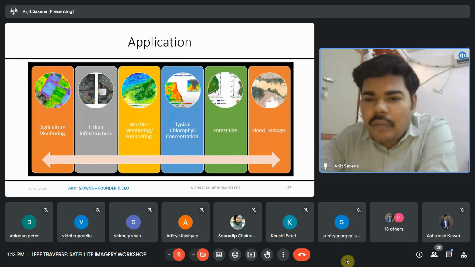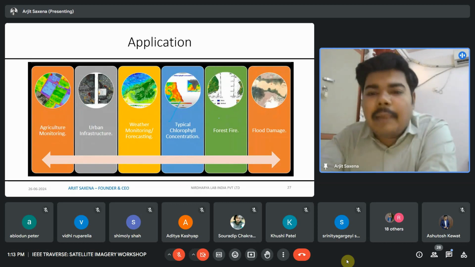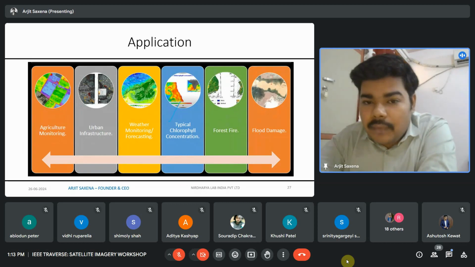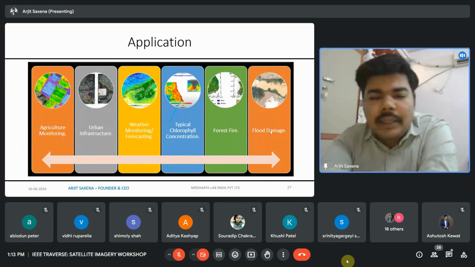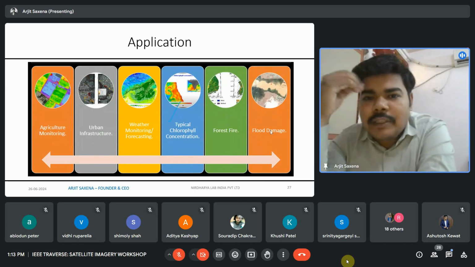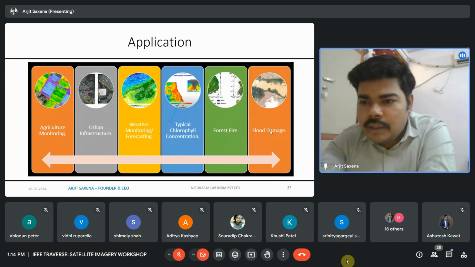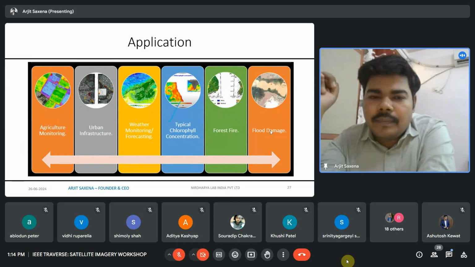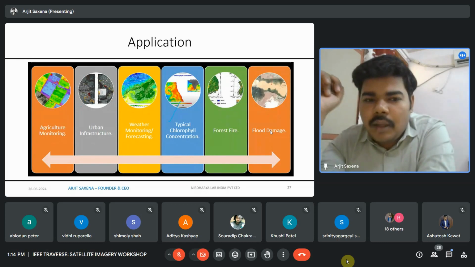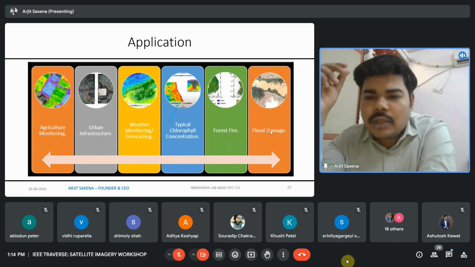Then the forest fire. Obviously we can monitor forest fire and help stop it. The flood damage: we can analyze the flood damage or any natural disaster. There was a natural disaster a few months back. We can identify a natural disaster. The monsoon season has started, so there will surely be natural disasters in the hilly areas, like in Himachal Pradesh or Uttarakhand.